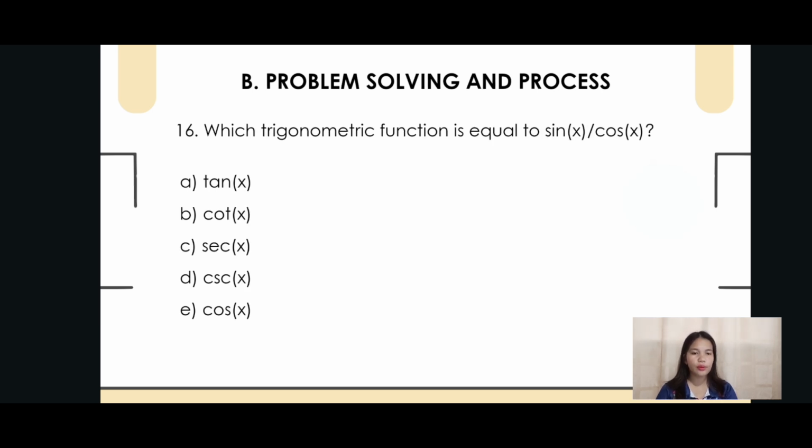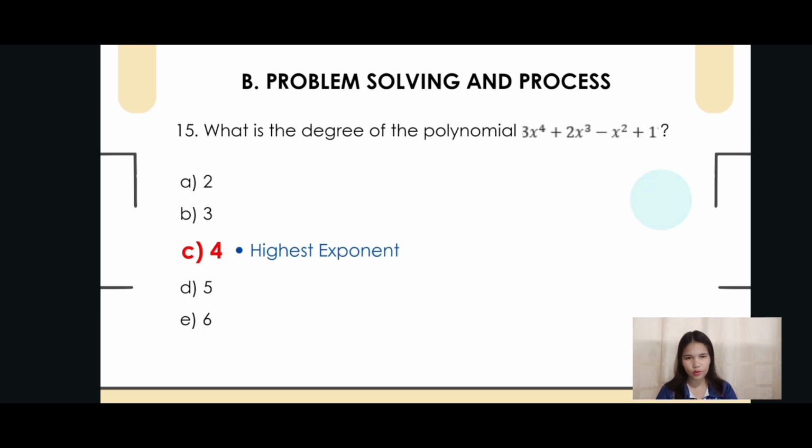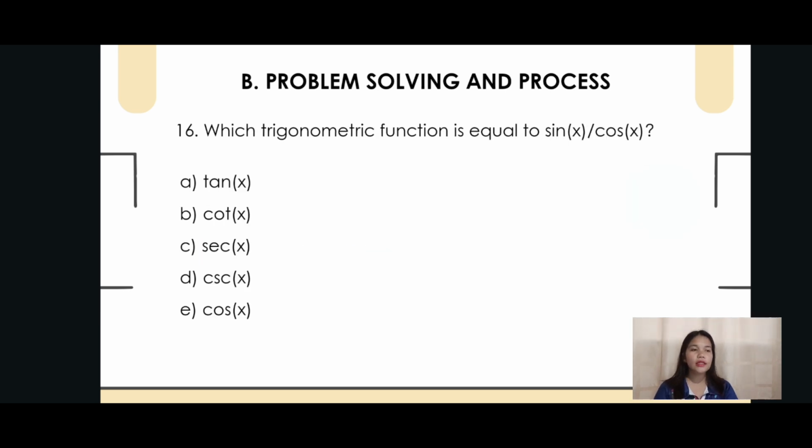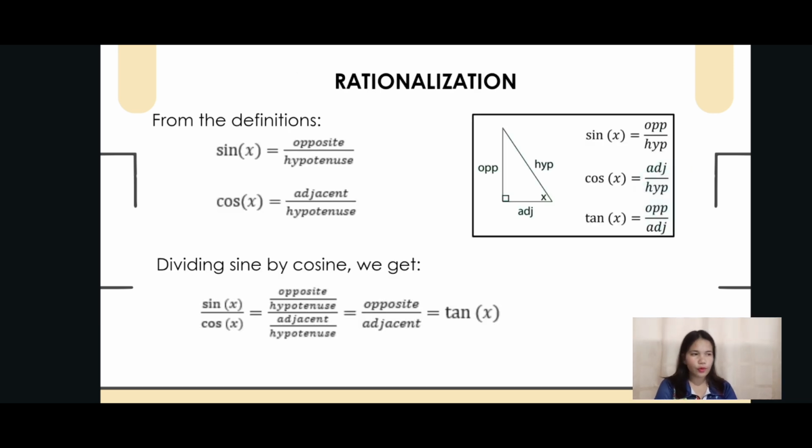Number 16. Which trigonometric function is equal to sine x over cosine x? Is it tangent x, cotangent x, secant x, cosecant x, or cosine x? We will know that later. First, let's have this one. We have here a right triangle with angle x. The opposite side is opposite to angle x. The adjacent side is the side next to angle x. The hypotenuse is the longest side, as you can see in the right triangle given.